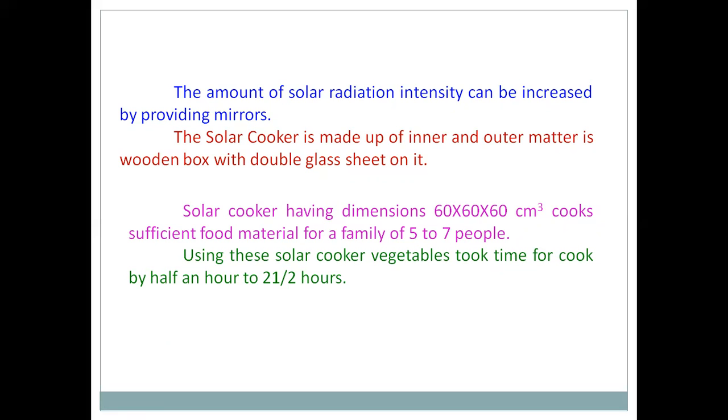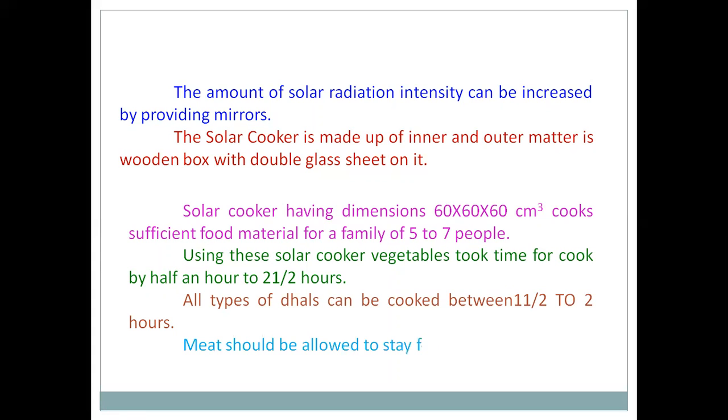In the case of vegetables, the cooking time varies from half an hour to 2.5 hours. For example, some vegetables cook very fast, in such cases in about half an hour. And of course, some vegetables which are hard take more time, nearly 2.5 hours. Some of the grains, that is dals, can be cooked in between 1.5 hours to 2 hours, if the sun radiation is sufficient. Of course, meat, we know, takes more time, so in a solar cooker it takes 3 to 4 hours if the sun radiation is sufficient.